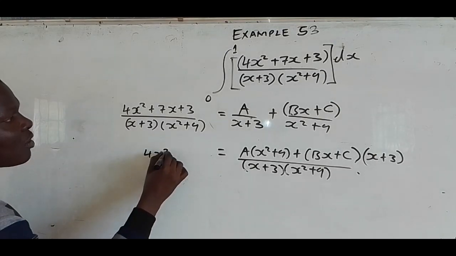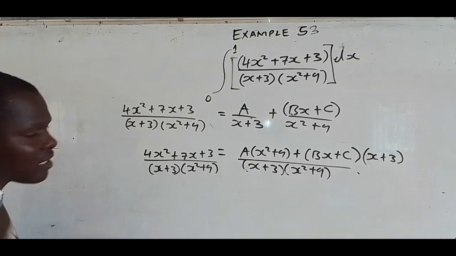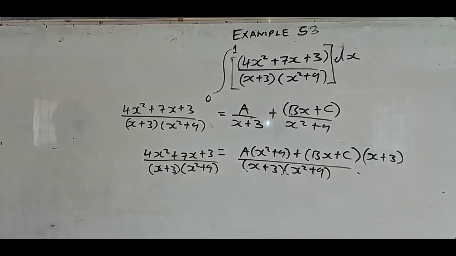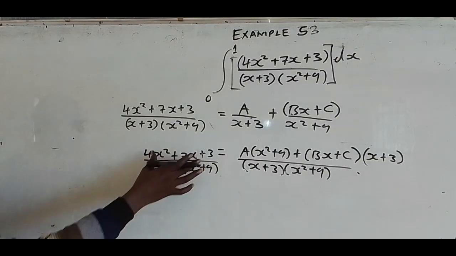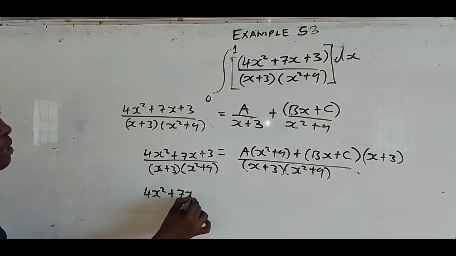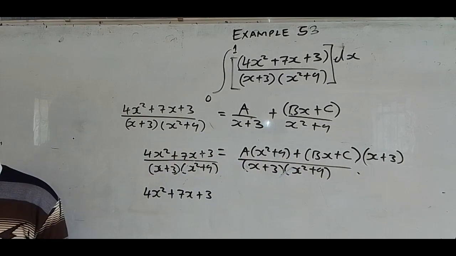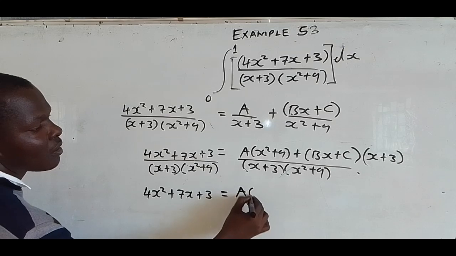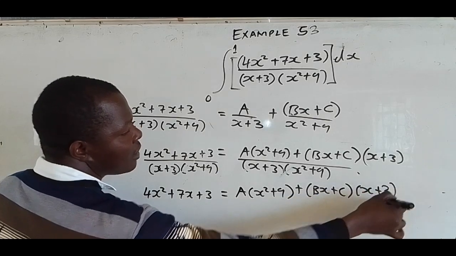You can see your numerator here is 4x squared plus 7x plus 3 over (x plus 3)(x squared plus 9). If the denominator is the same, then the numerator is also the same. So we are now comparing the numerators. The denominators cancel out, and we remain with the numerator equal to the numerator: 4x squared plus 7x plus 3 equals A times (x squared plus 9) plus (Bx plus C) times (x plus 3).